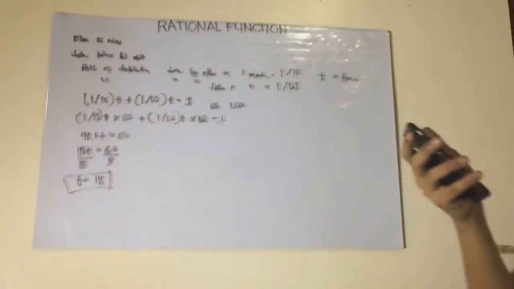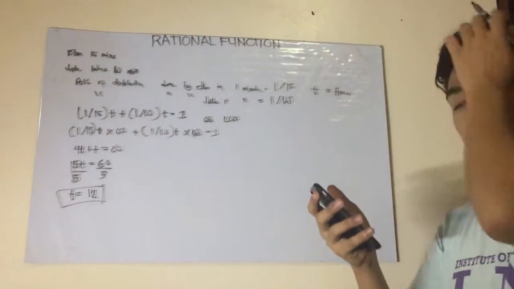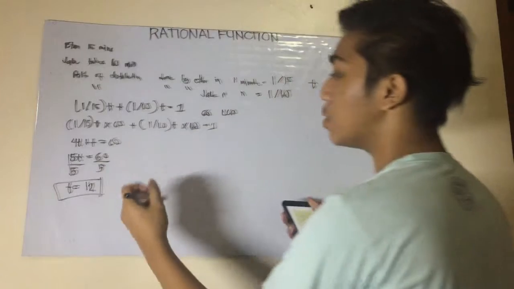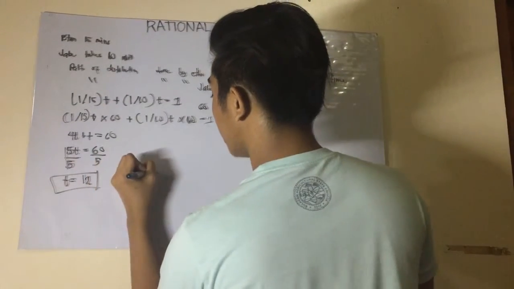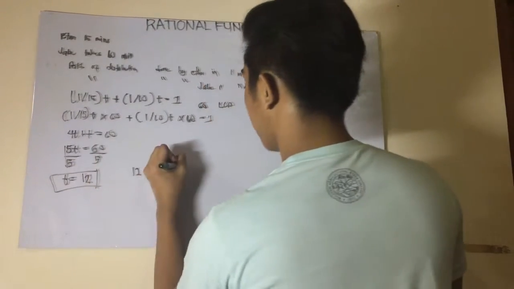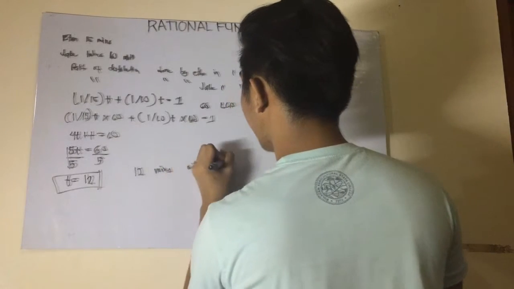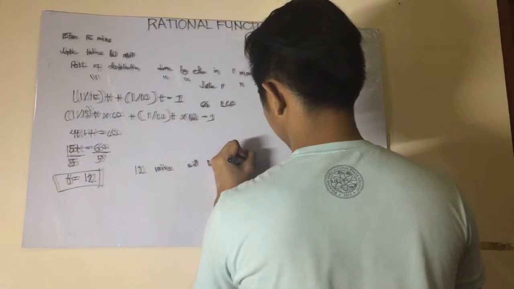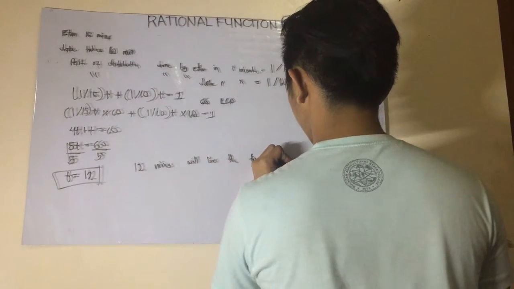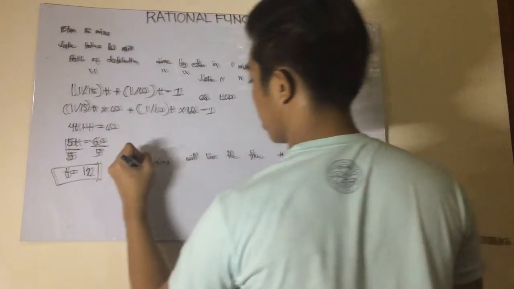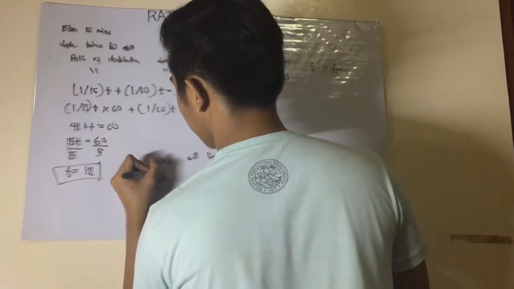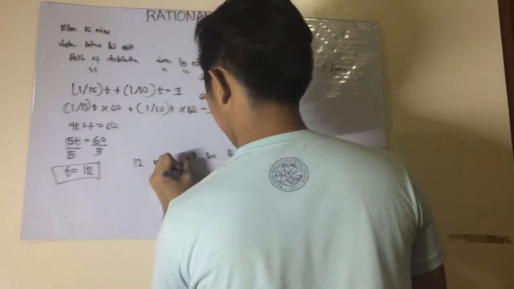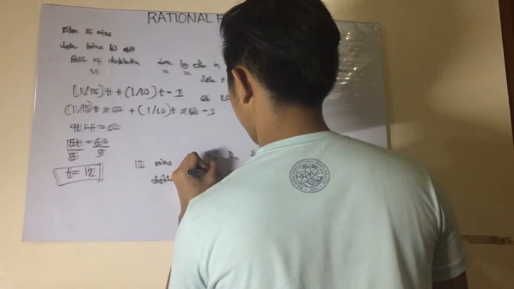So, Ethan and Jake together will distribute the newspaper in Rosedale in 12 minutes. So, pag nagtulong sila, 12 minutes will be the time they will distribute the newspaper.